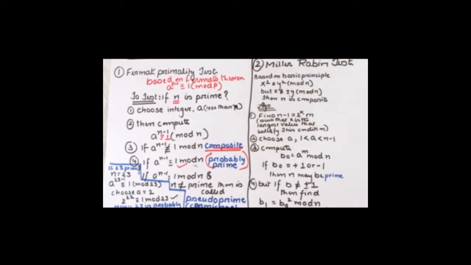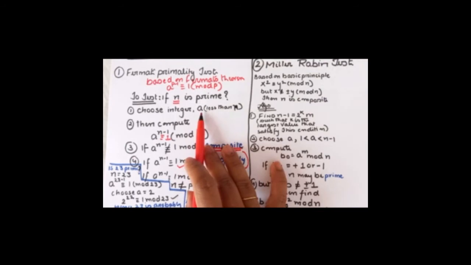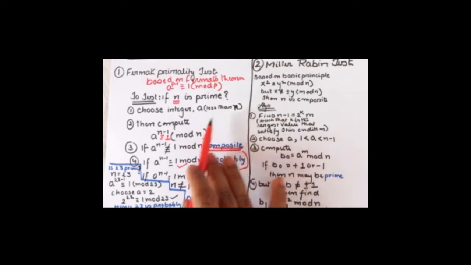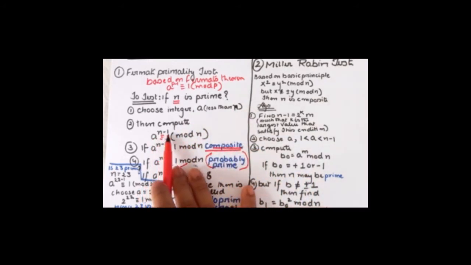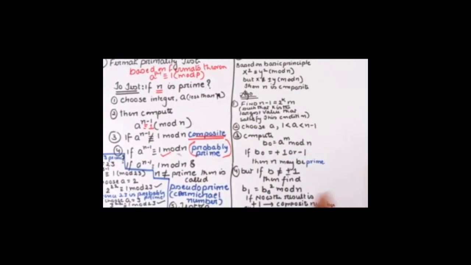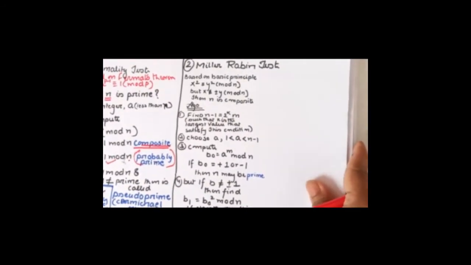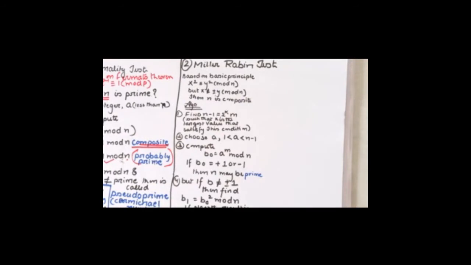And if you have to decide whether a number is prime or not, you have to choose integers a such that they are greater than 1 and lesser than n minus 1, and then compute whether a to the power n minus 1 is congruent to 1 mod n or not. If it is congruent to 1 mod n, then you are probably reaching a prime number, and if it is not congruent to 1 mod n, then it is surely a composite number. Okay, and if this is true and still n is not prime, you can call n pseudo prime numbers or Carmichael numbers. Okay, so moving ahead to my second test, which is the Miller-Rabin test.